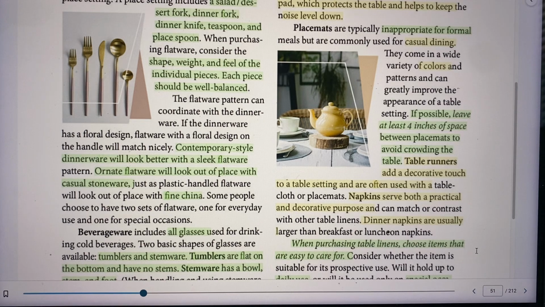Table runners. Have you seen table runners? They add decorating, especially Christmas decorations, and they're put down the middle of the table, or run down the middle of the table, and sometimes really nice decorations.